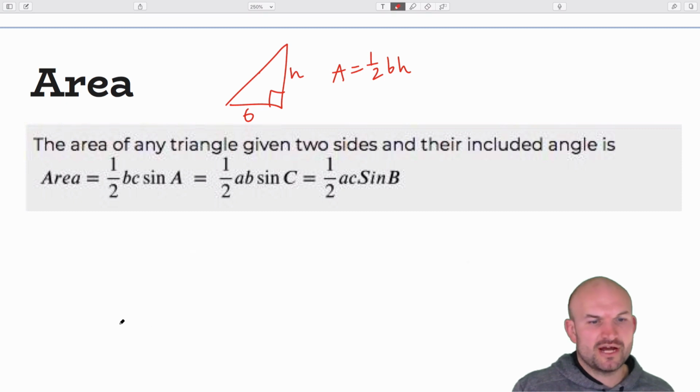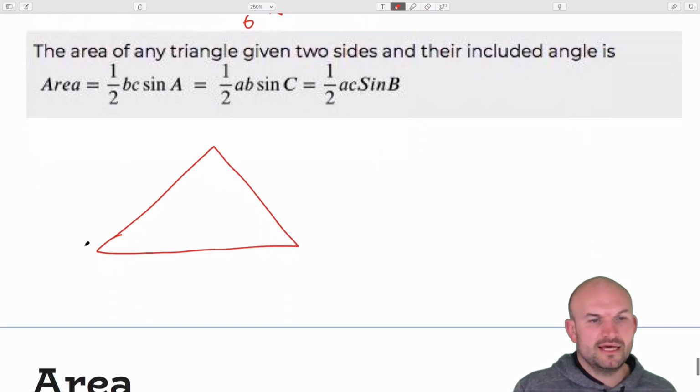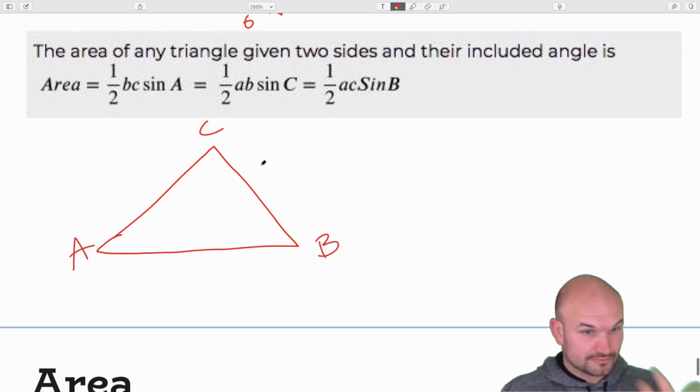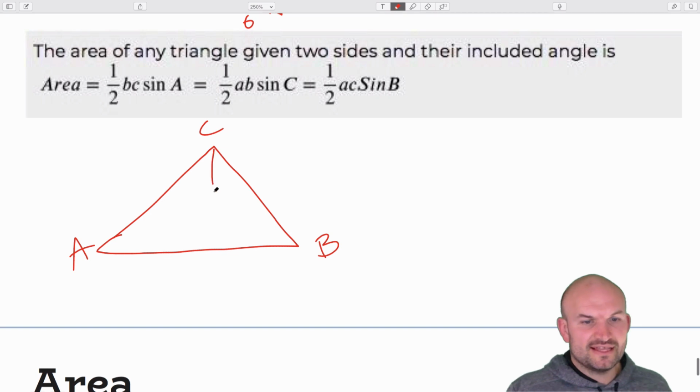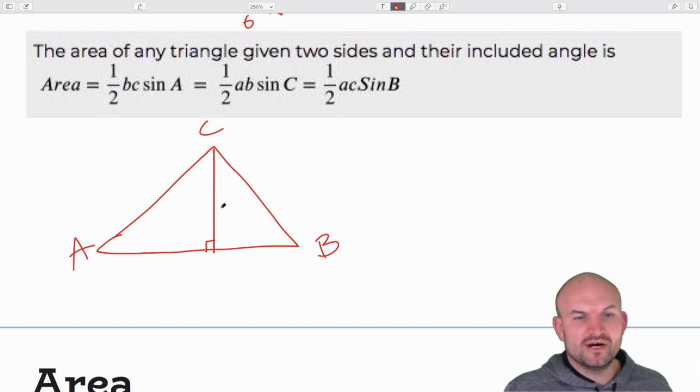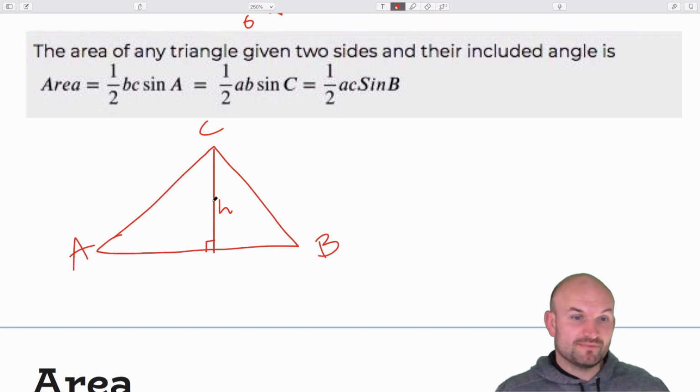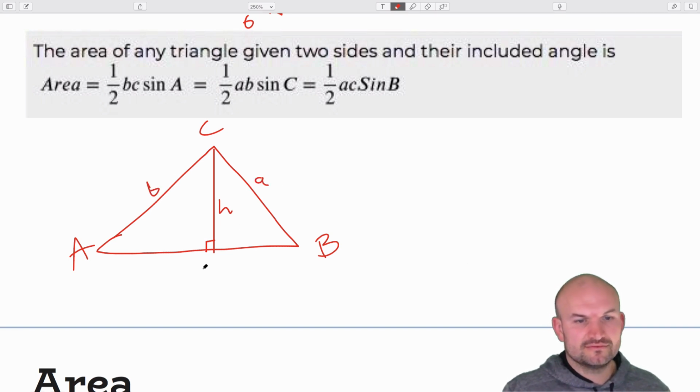So if you have an oblique triangle now, and let's call this A, let's call this B, and let's call this C. Well, if you need to find the height, what we talked about at the beginning of class today was that you can find a relationship of the height based on your opposing side lengths.